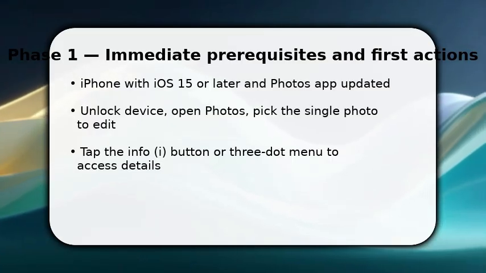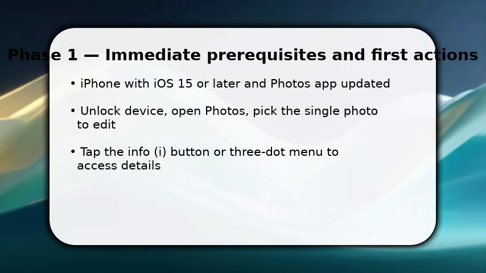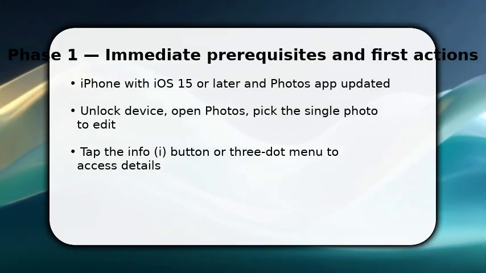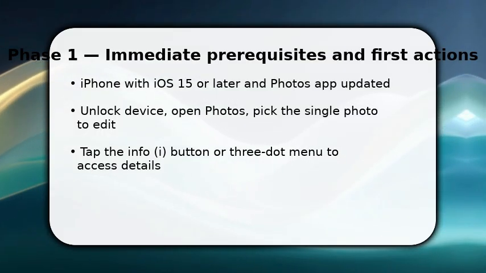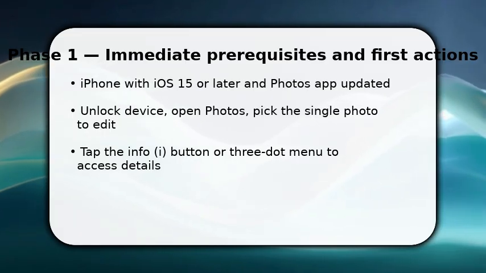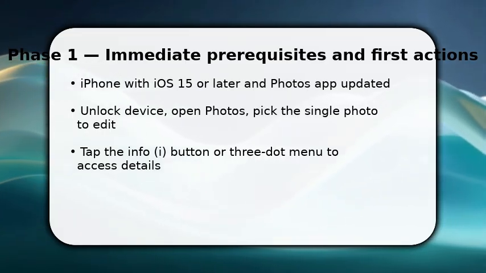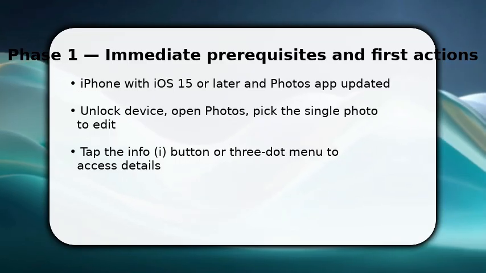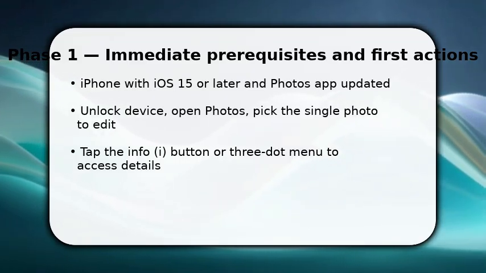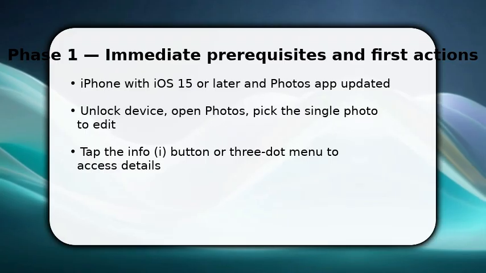You'll begin by opening the Photos app and selecting the image you want to change. Once the photo is open, tap the small info button or the three-dot menu. This reveals metadata. Make sure you're on iOS 15 or later because that version adds the built-in adjust controls. You don't need extra apps yet.